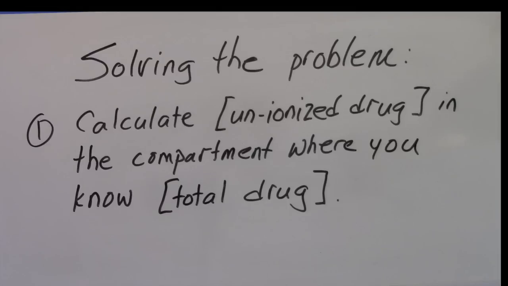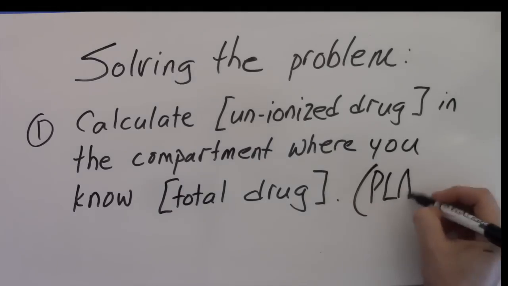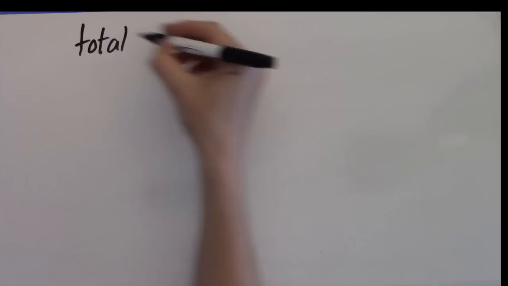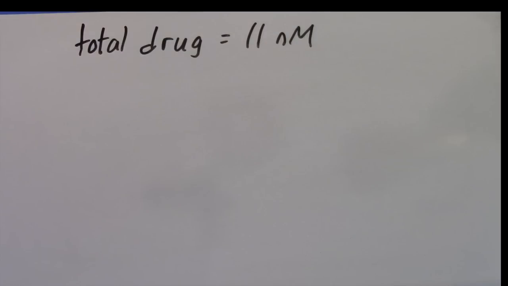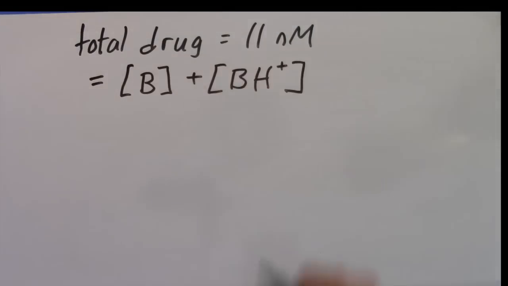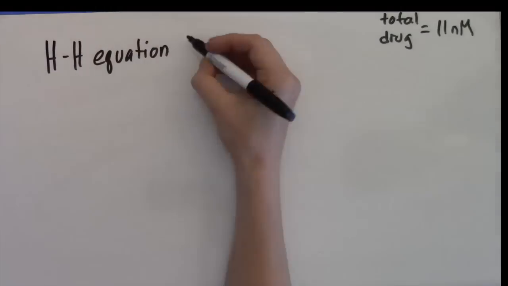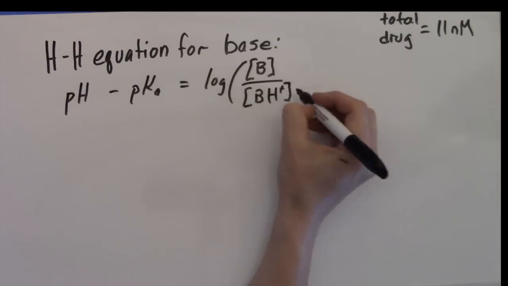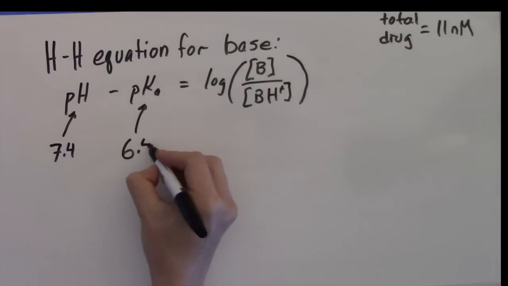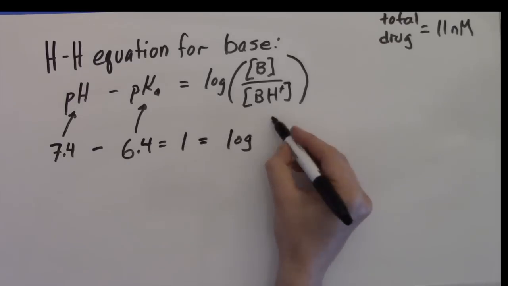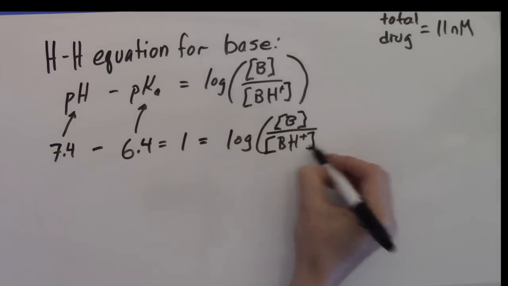In our example, we know the total drug concentration in the plasma. So we know that in the plasma there's 11 nanomolar of drug. This is the ionized plus un-ionized drug. The measurement doesn't differentiate between ionized and un-ionized. It's total drug. Now here's the Henderson-Hasselbalch equation for a base. Let's plug in the pH and the pKa, and now we'll subtract them, and this is 1.